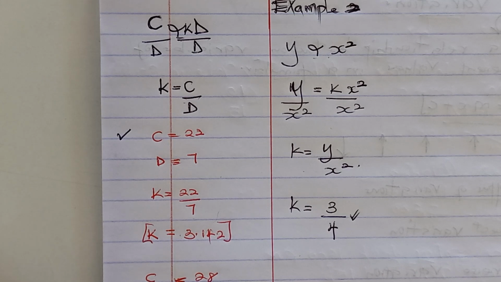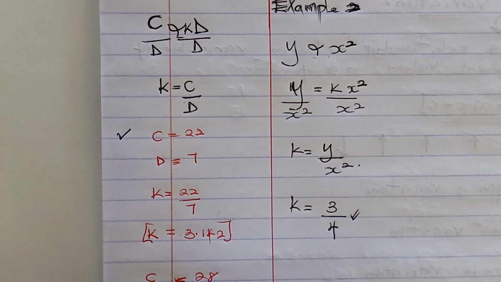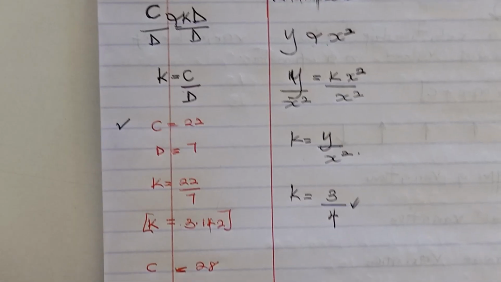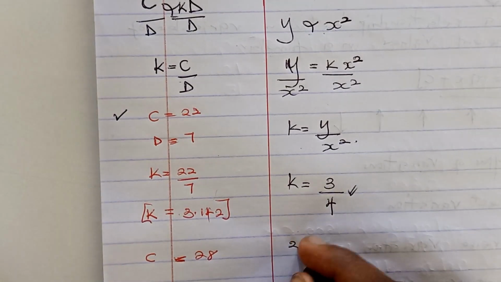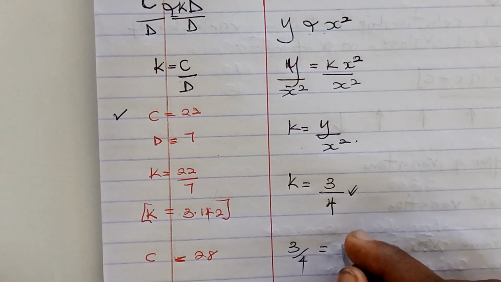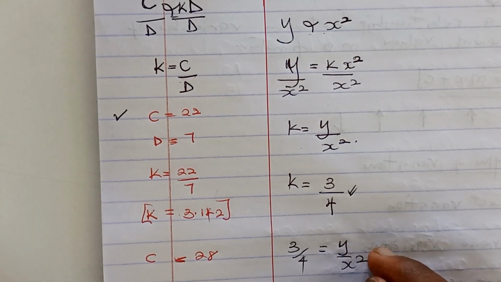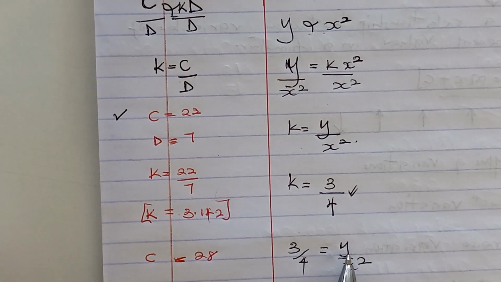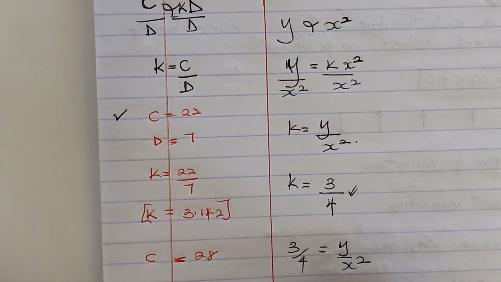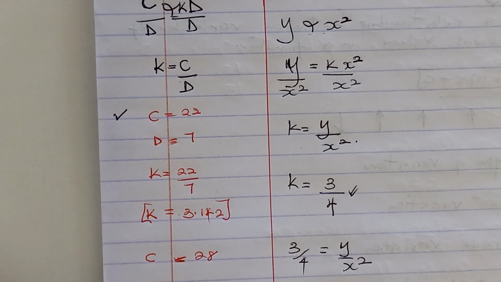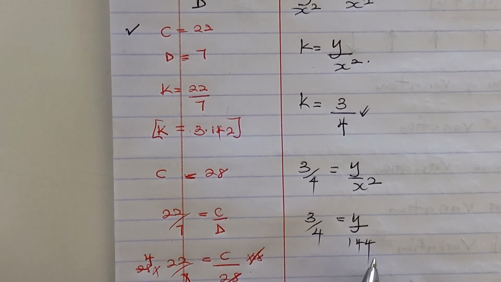So in the second part of the question, we are told to find Y when X is equal to 12. So in this case, 3 over 4 is equal to Y over X squared, and we want to get the value of Y when X is equal to 12. So we have 3 over 4 is equal to Y over 144, because we are told X is 12, and the square of 12 is equal to 144.